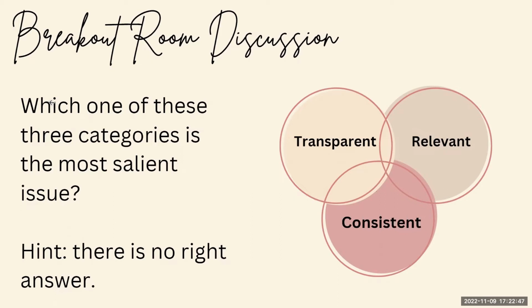And team, for this one, there is no right answer. This is just the time to reflect on your experiences using the rubrics provided in your courses and thinking about these 3 characteristics and providing your opinion. So let's go ahead and take about 3 to 5 minutes to do that. Which one of these 3 characteristics is the most salient issue?